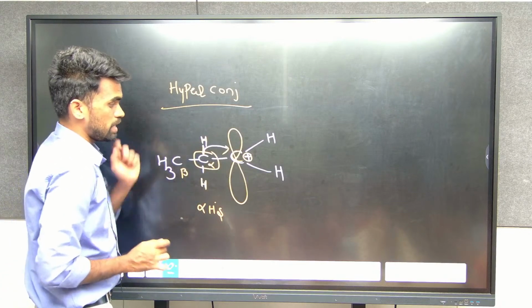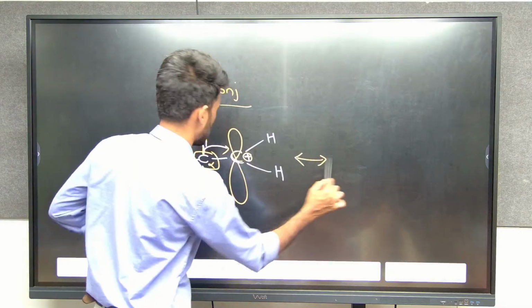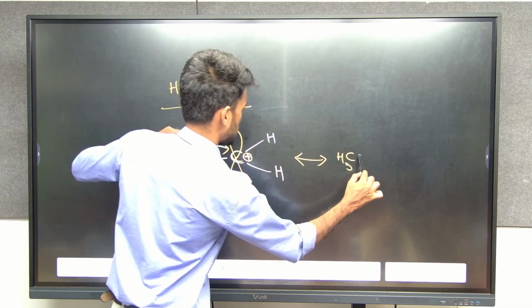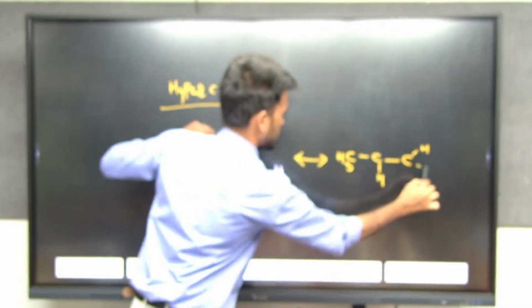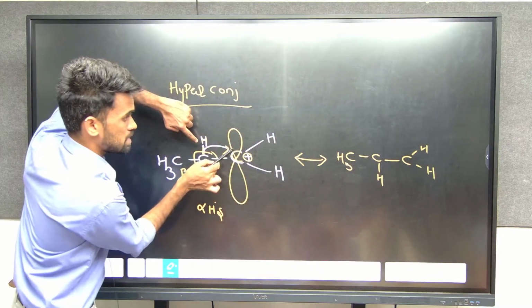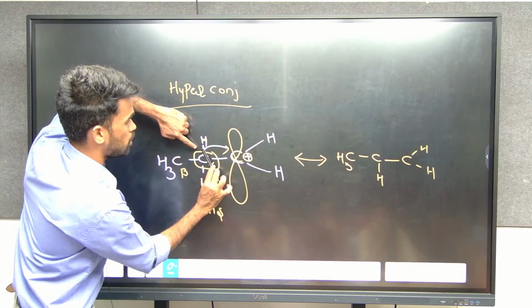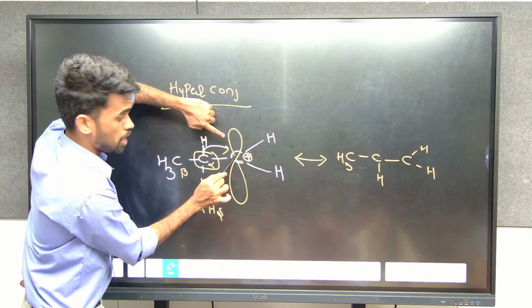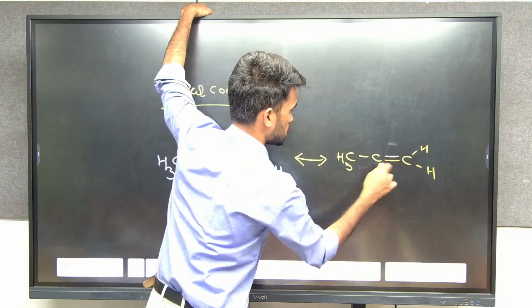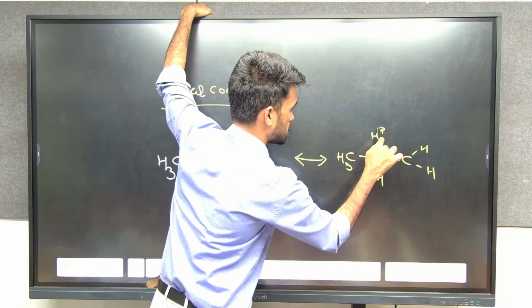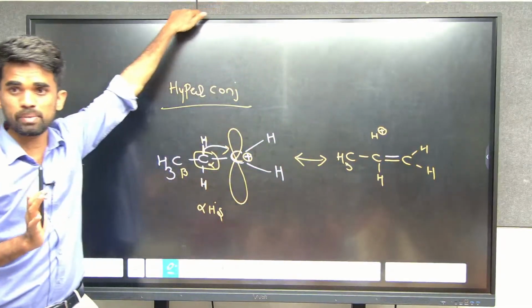Now if it is donating, just imagine what is happening here. CH3, C, here downside H and H. See, here previously it is vacant. Now this sigma bond's electrons are shifting. What happens? This single bond becomes a new pi bond, like this. And hydrogen remains here as H plus. Like this it is happening or not?